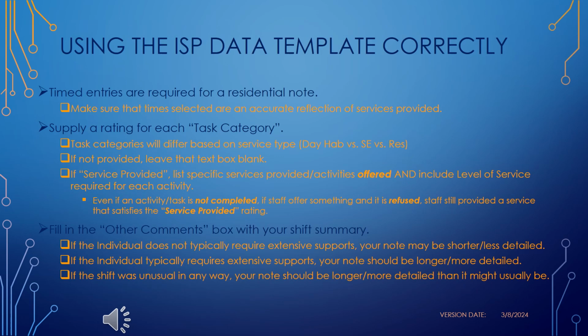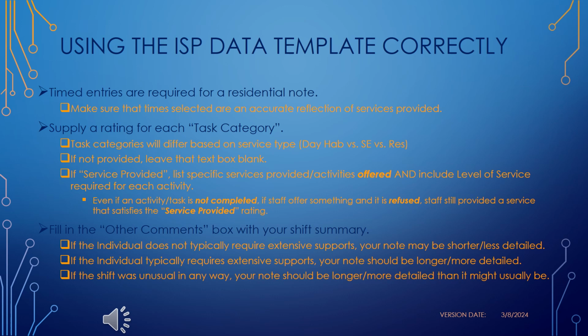ISP data is completed in Therap according to templates. These templates will vary slightly depending on the type of program or the type of service provided, but all templates have the same basic layout and the same general formatting. We want to ensure that all staff are utilizing these templates correctly and similarly, regardless of the specific individual or specific program. Every template has two basic sections. The first is dedicated to rating task categories, and the second section is an Other Comments text box meant to contain staff's progress note or shift summary for their entire shift.